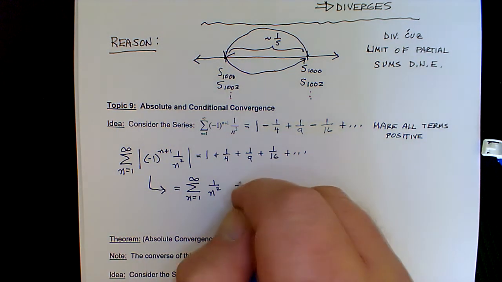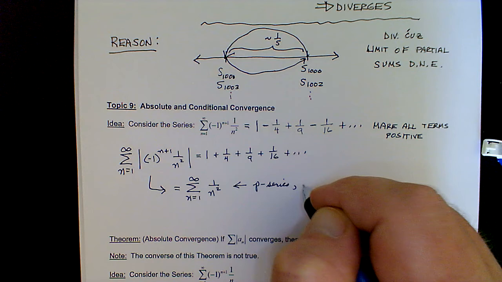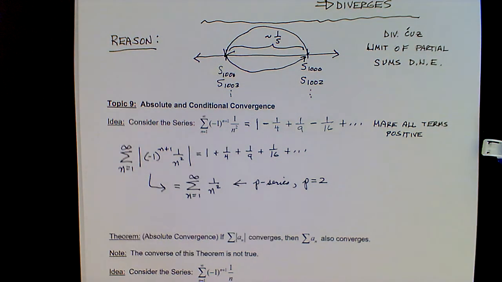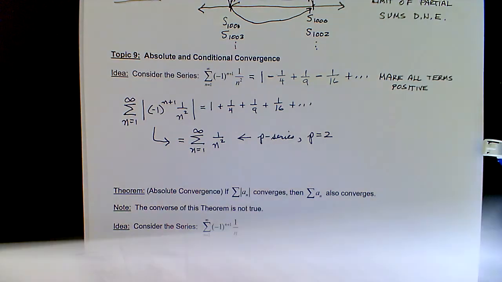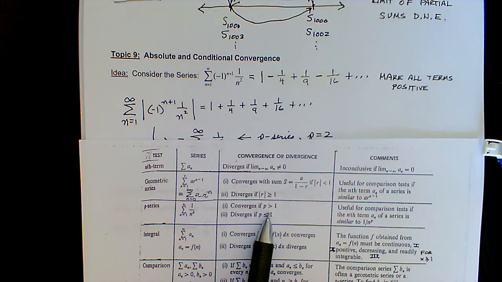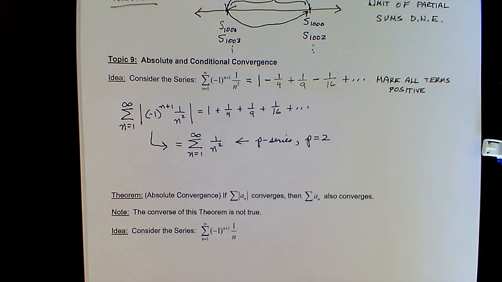And this is a p-series. And the value of p is 2. So hopefully you recognize that as a p-series, 1 over n^p. Value of p is 2. If you have to look at your table, when p is greater than 1 in a p-series, then it converges.